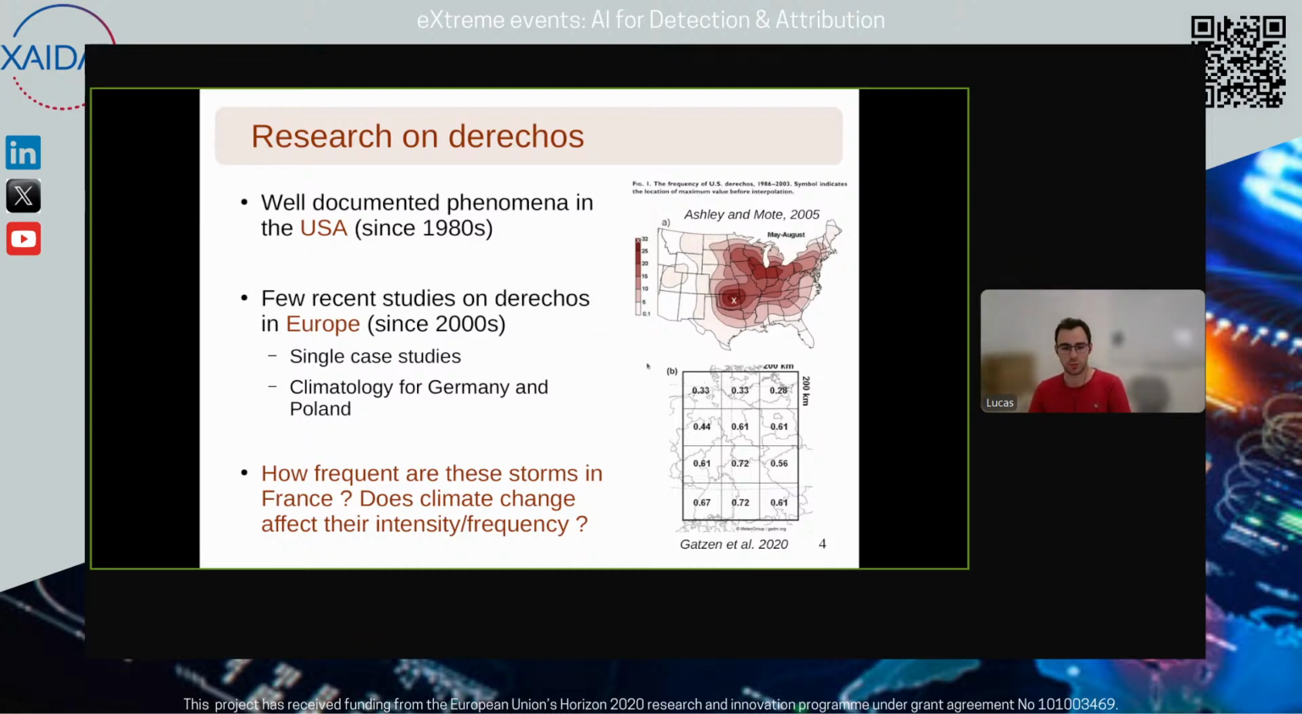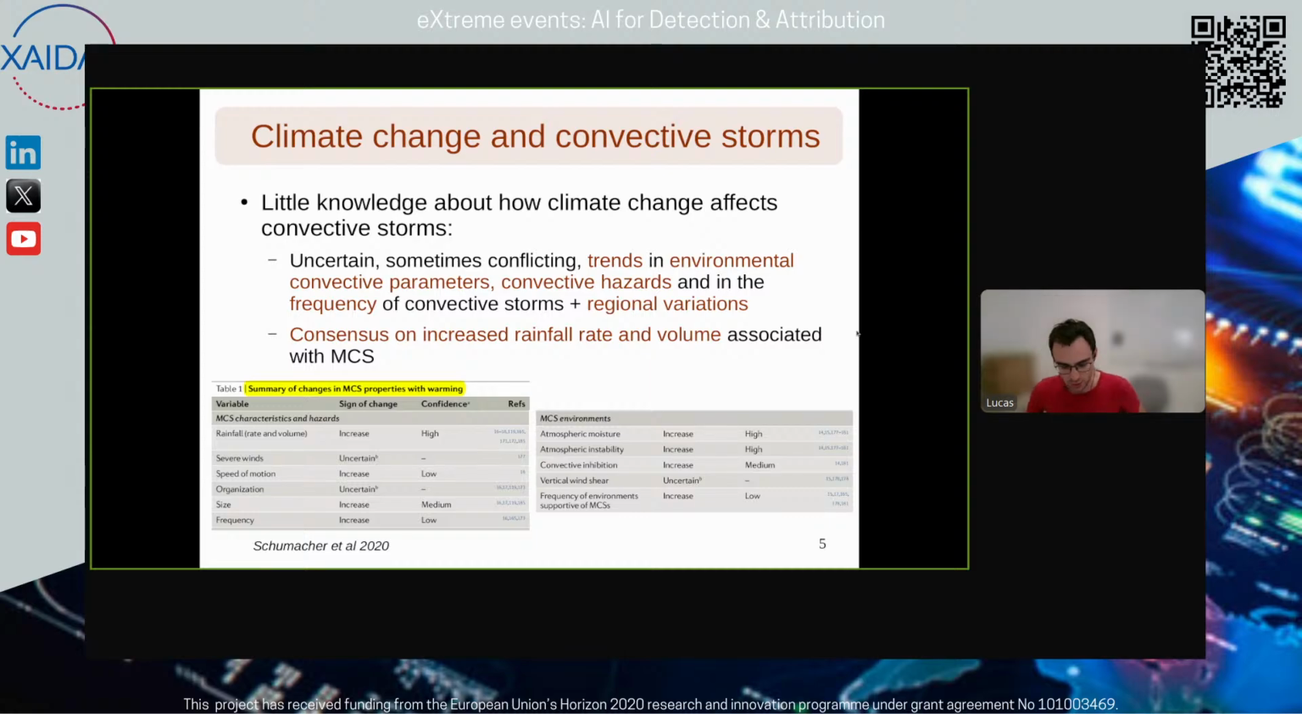And also in the second part, we were interested in the potential effect of climate change on their intensity and frequency. It's quite a difficult subject to study the link between climate change and convective storms. Up to now there is little knowledge about how climate change affects those storms.